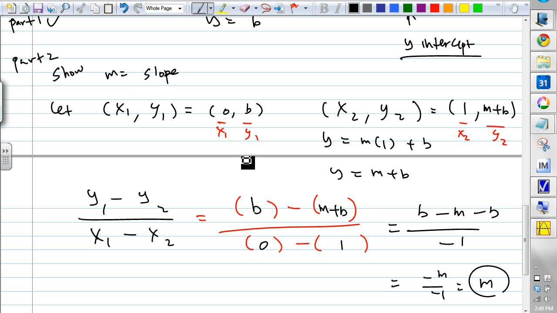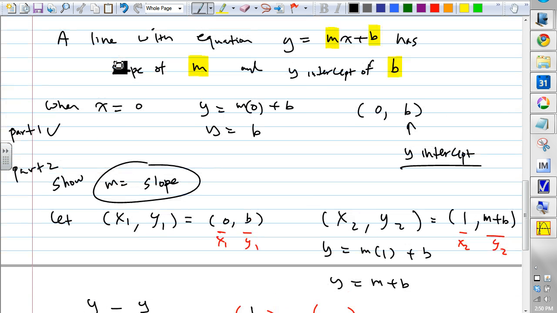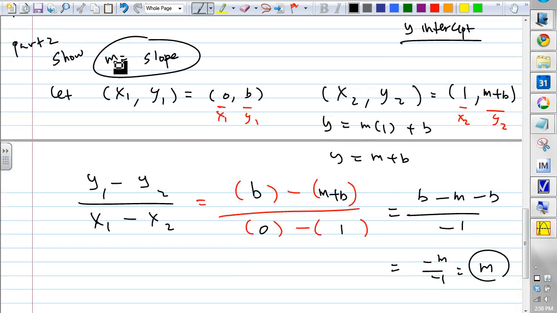So what is the slope of this line? m. There you go. Does that make sense? So when you have this form, that m is your slope. And Nisha, that's what you were asking, right? Any question? Good.